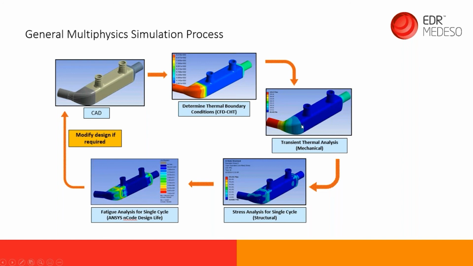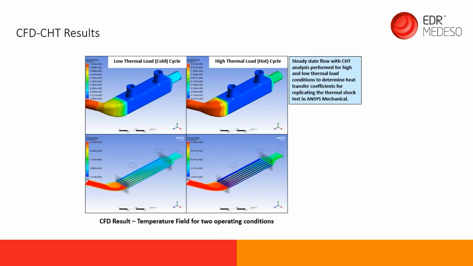And we're applying a transient cycle to it, which gives us our time-dependent stress analysis, and then we go into another application which gives us our fatigue analysis. So it's a very complete process, and it shows you what can be done starting from CHT. So this is the CFD results. We've got a temperature field for 2 operating conditions here: a low thermal load, the cold cycle, and the high thermal load, the hot cycle. And we use that to determine our heat transfer coefficients for replicating the thermal shock in Ansys Mechanical.